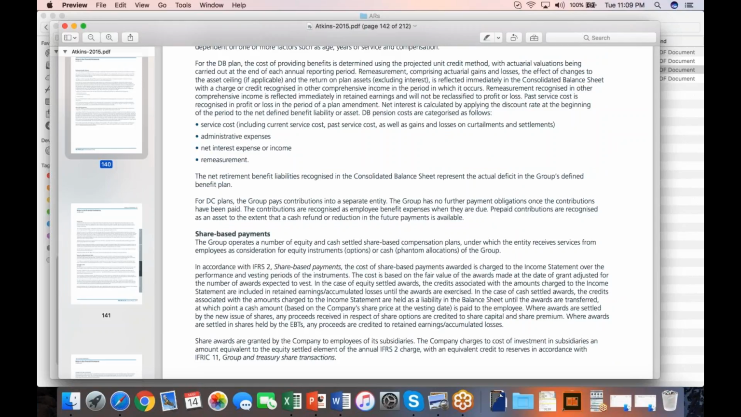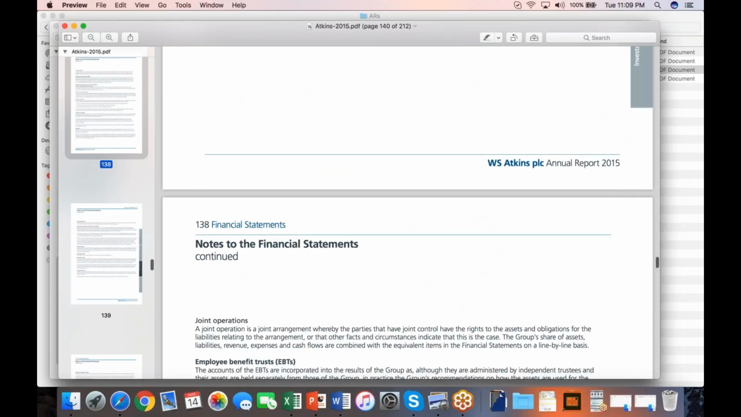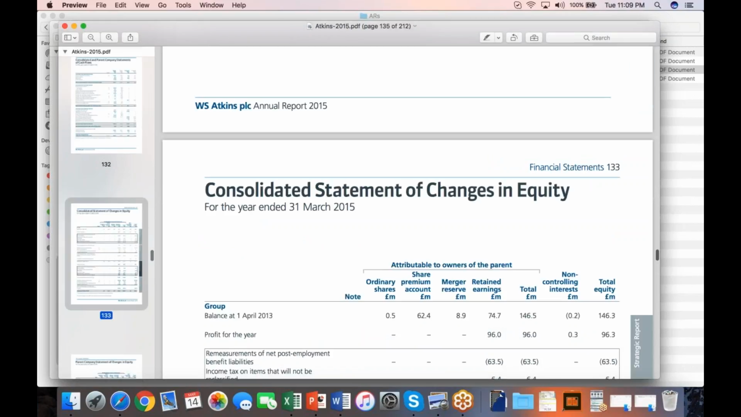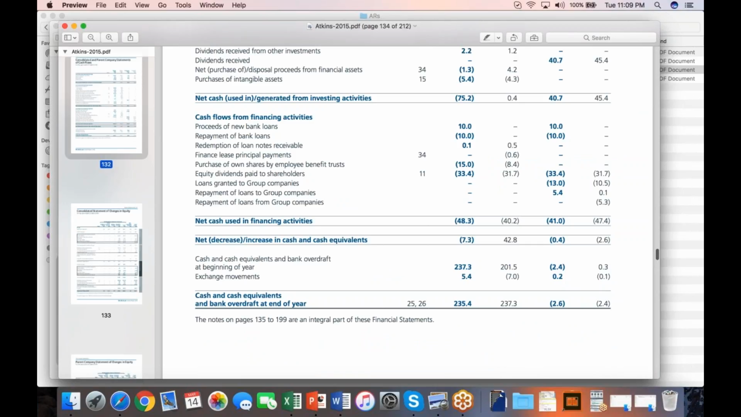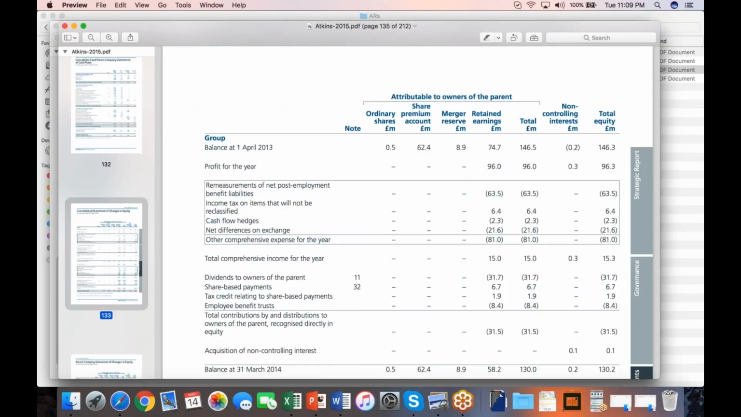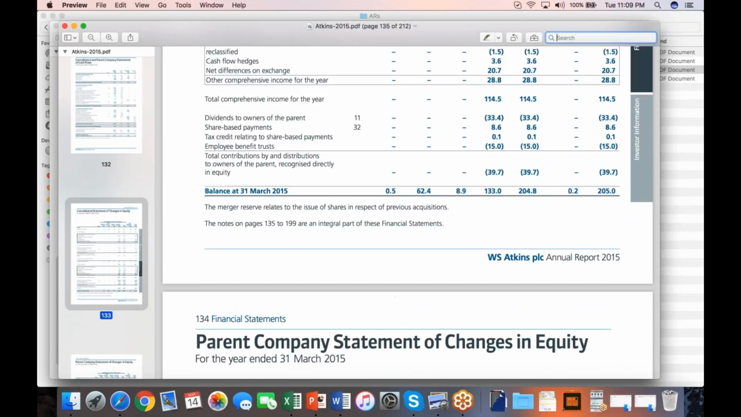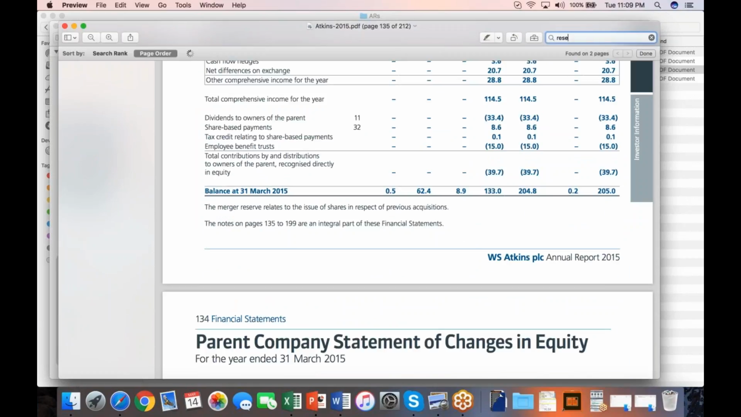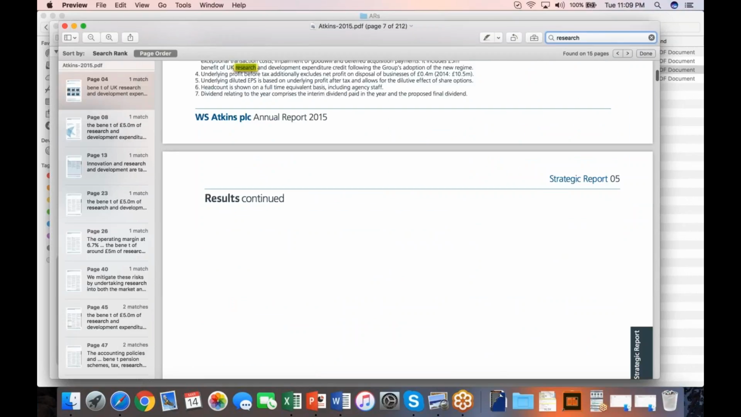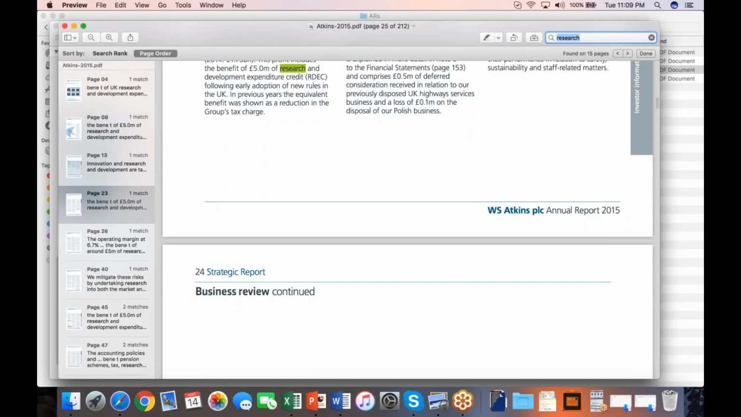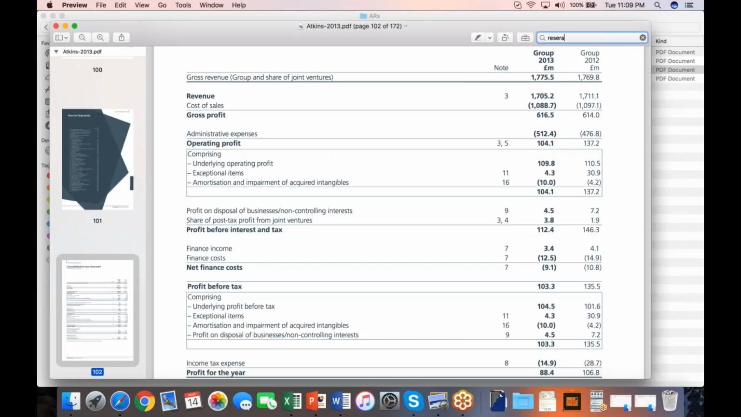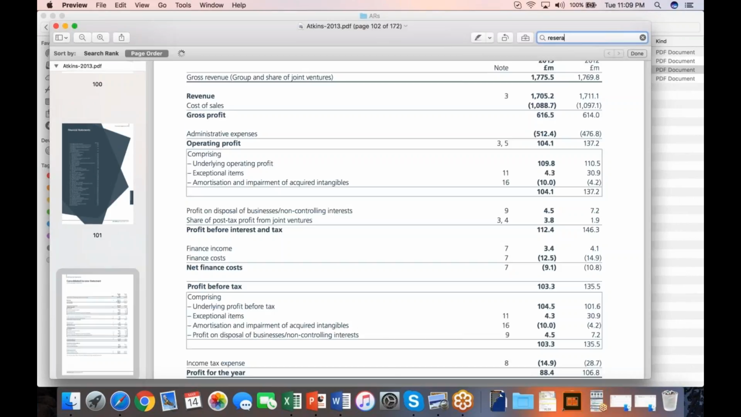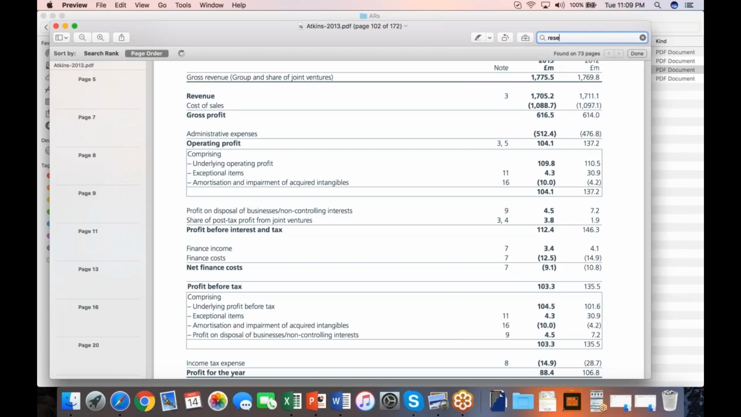Where is that? I just saw it, R&D. Just a second, I think research. 2013, 14, 15. No, not 2015. 2015 is straightforward, they have just mentioned. Okay, let me just do it. 2013 research, CR research. Okay, here you go.